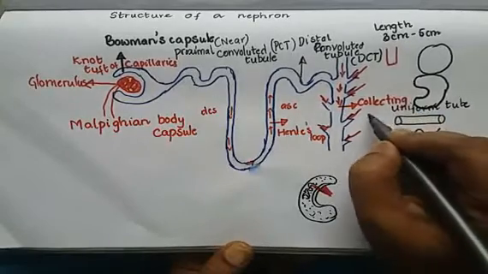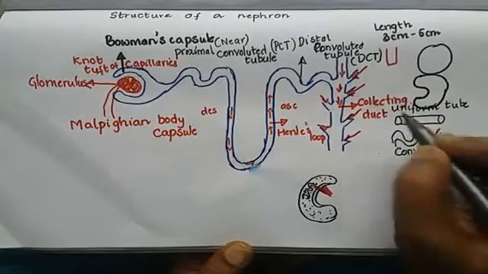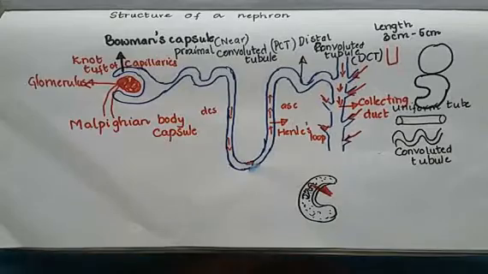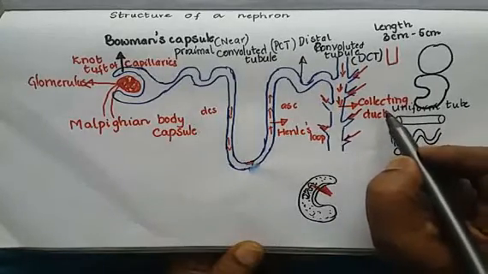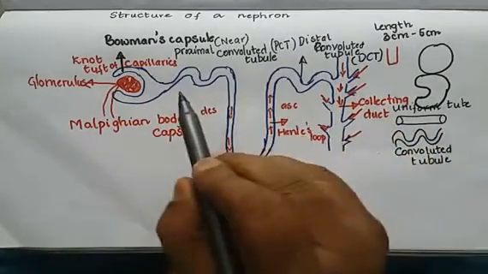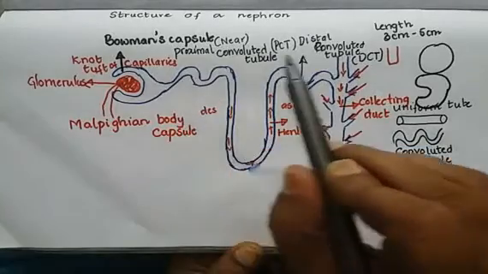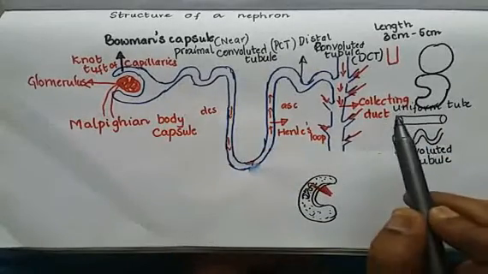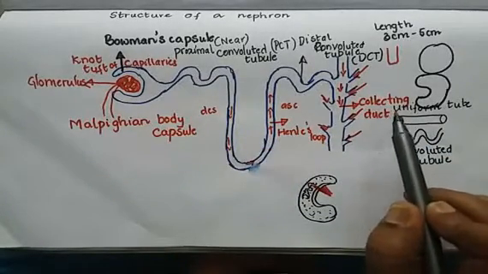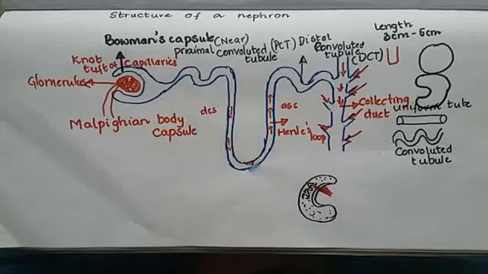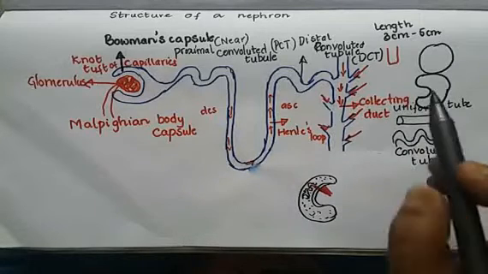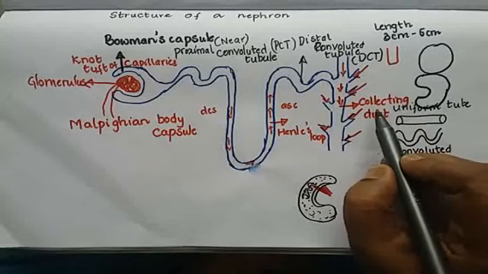What do we name it as? Collecting duct. Children, be very careful. Don't mention it as a collecting tubule, since you are used to writing proximal convoluted tubule, distal convoluted tubule. Children have a tendency to write even the collecting duct as a collecting tubule. So you have to be very careful. It is the collecting duct.